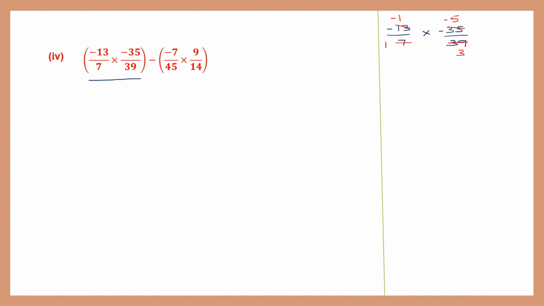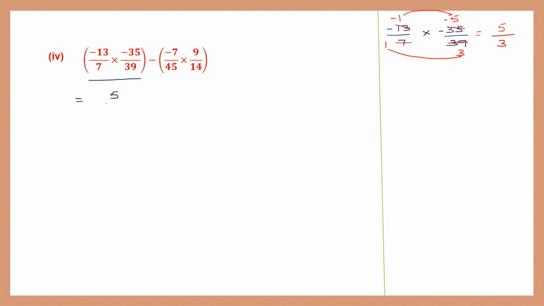Now what else do we have? That's it. Let's multiply the numerators and multiply the denominators. So numerator minus 1 into minus 5. Minus into minus is plus. 1 into 5 is 5. So that's simply 5. And denominator 1 into 3 is 3. So what do we have here? 5 by 3. So we have removed the first set of brackets.